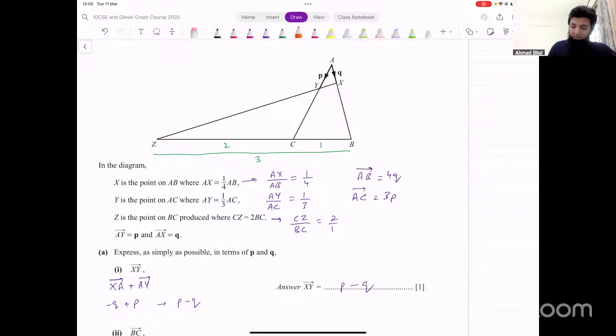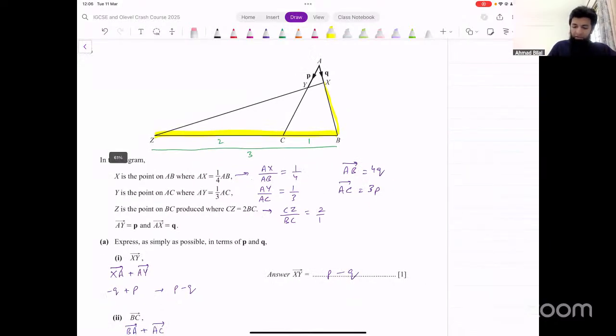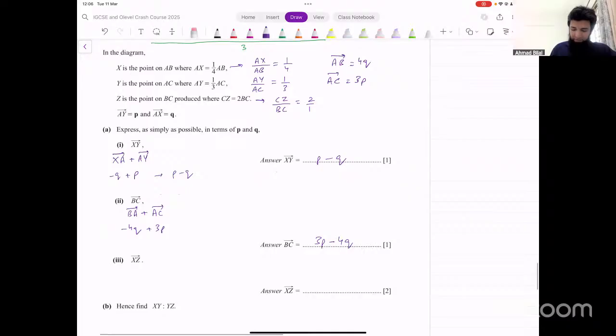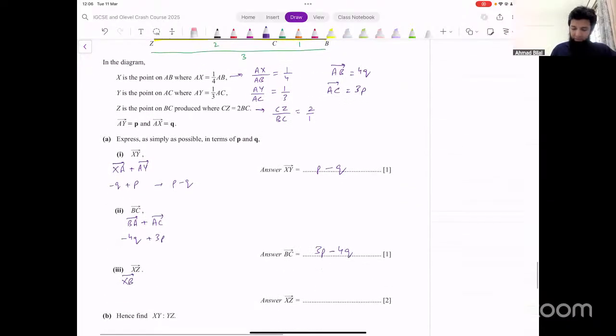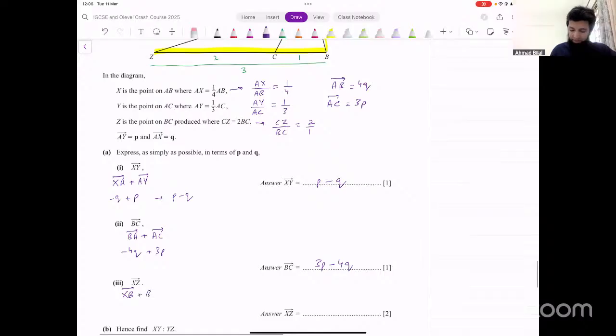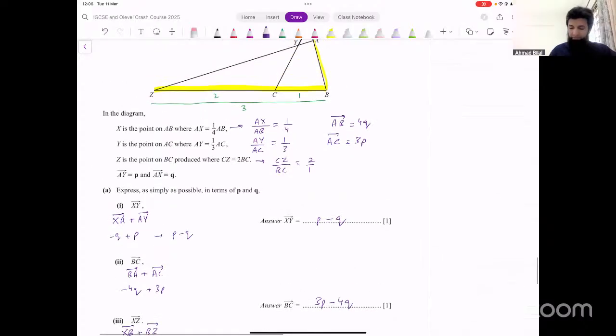But we know something about this side. We know the ratios on that side, okay? What we can say is, if we want to go from X to Z, let's go from X to B, and then we can go from B to Z, right? That is something that we can do. Let's do it that way. We say, let's go from X to B, and then go from B to Z. That's the path that we can follow.